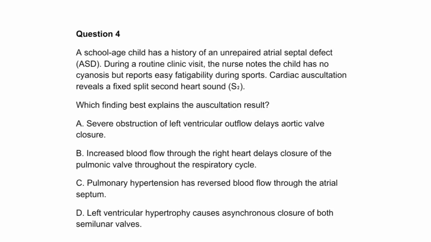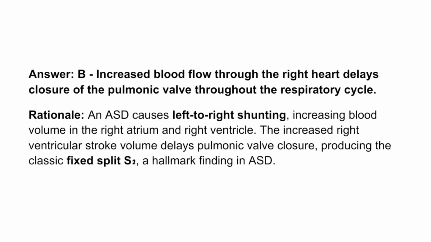A. Severe obstruction of left ventricular outflow delays aortic valve closure. B. Increased blood flow through the right heart delays closure of the pulmonic valve throughout the respiratory cycle. C. Pulmonary hypertension has reversed blood flow through the atrial septum. D. Left ventricular hypertrophy causes asynchronous closure of both semilunar valves. Answer. B. Increased blood flow through the right heart delays closure of the pulmonic valve throughout the respiratory cycle.